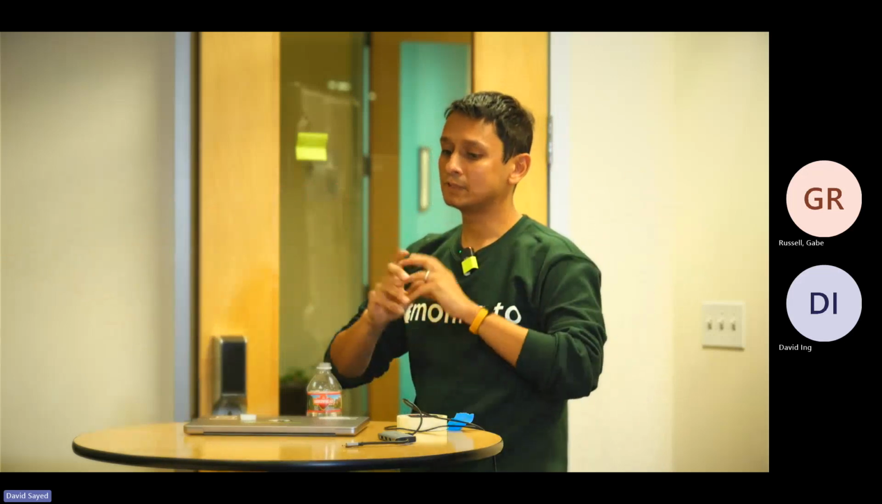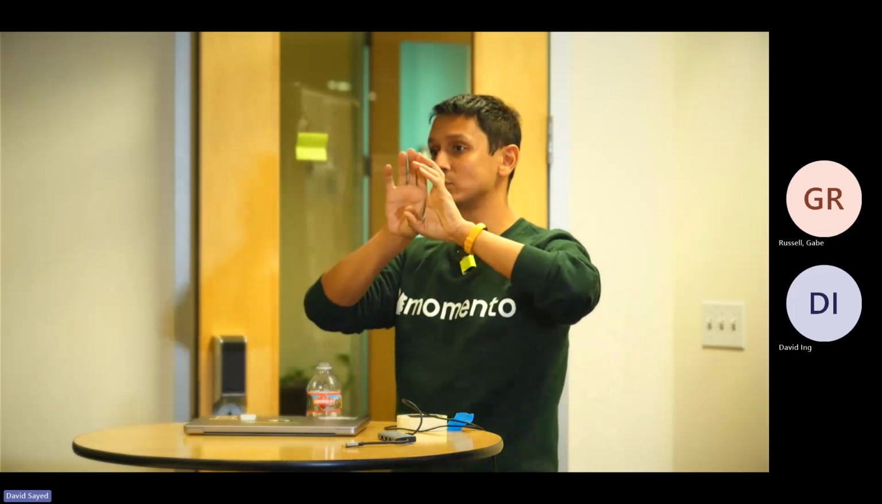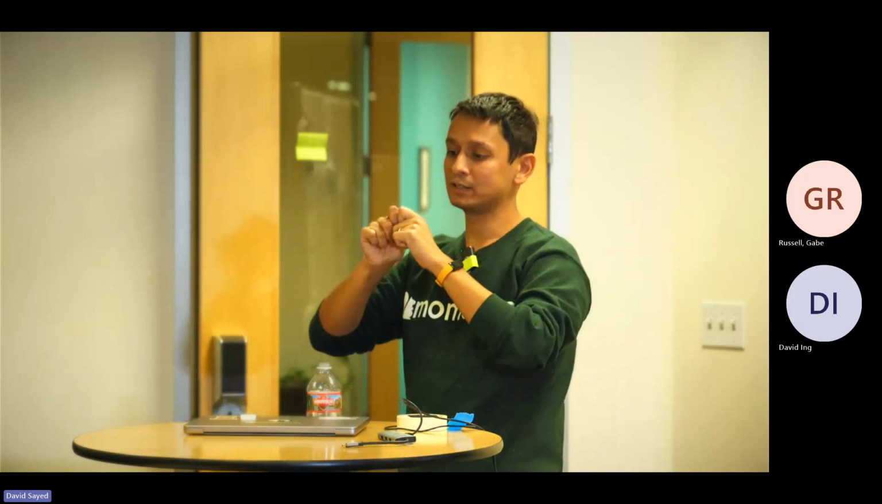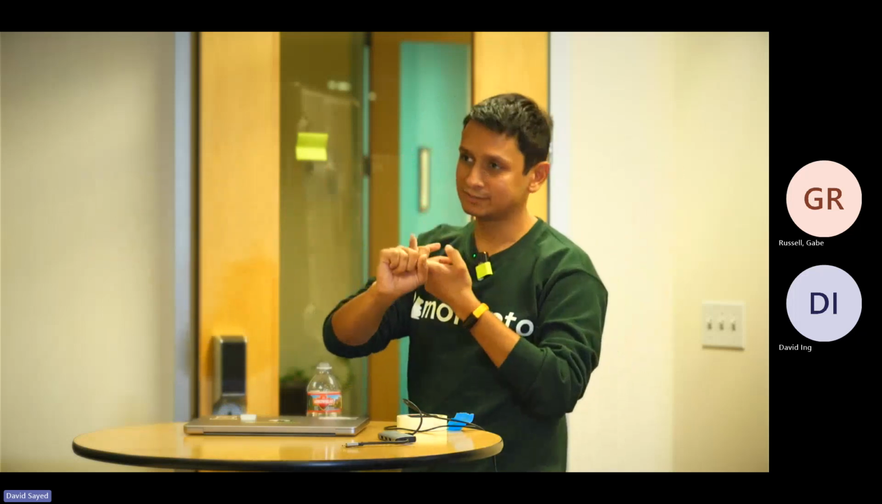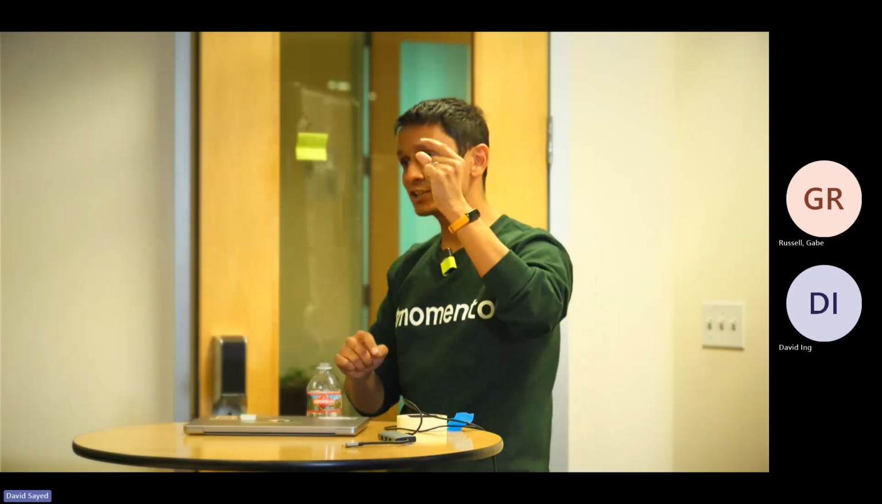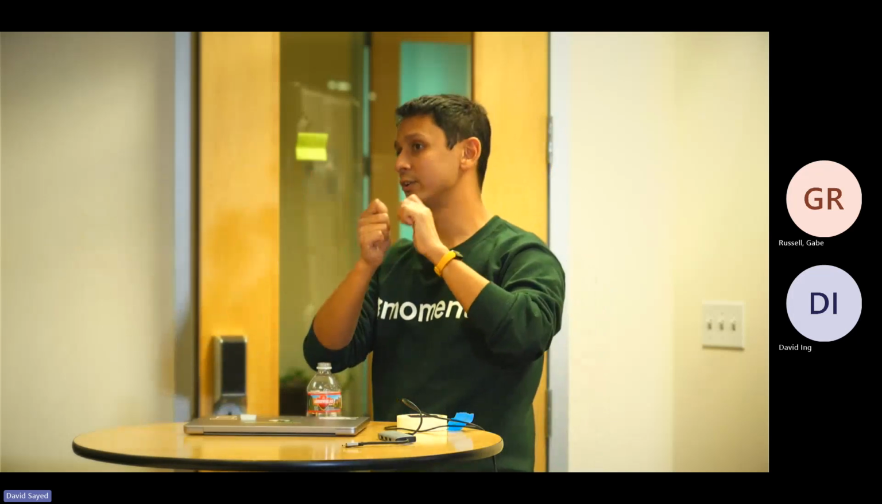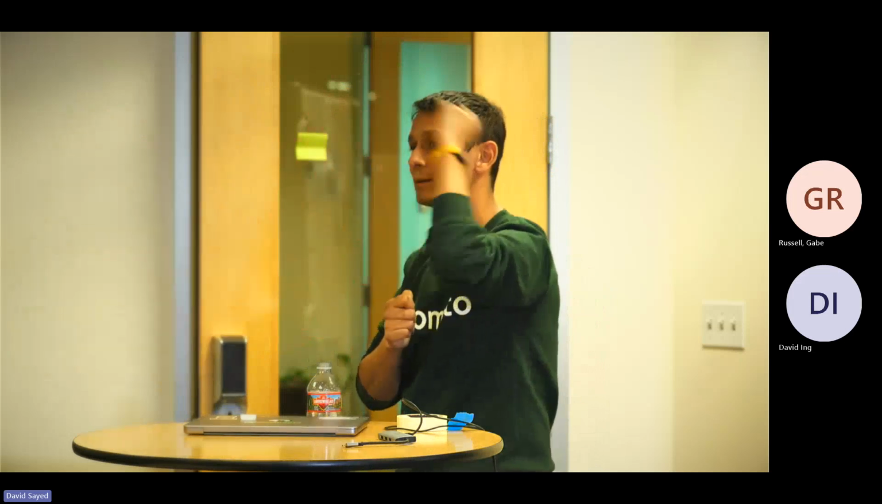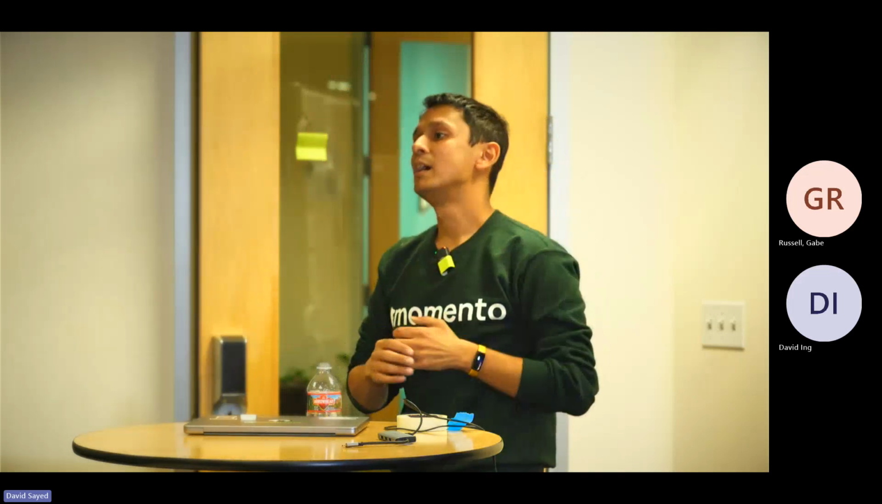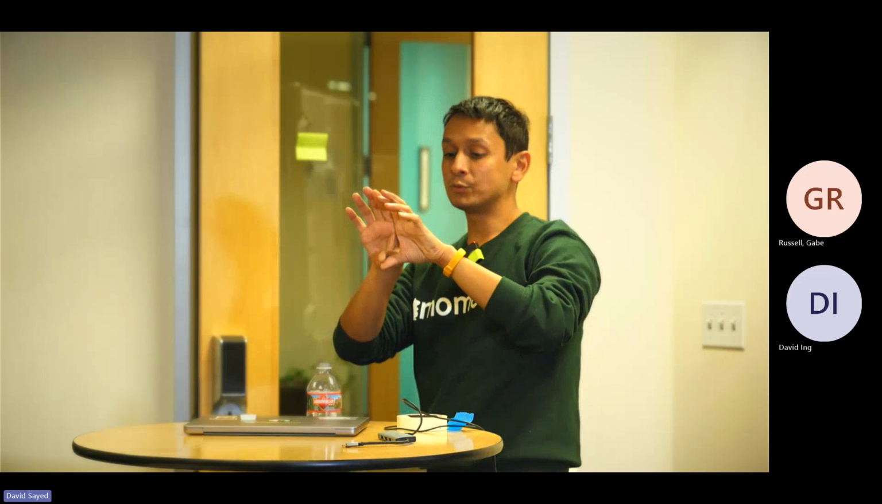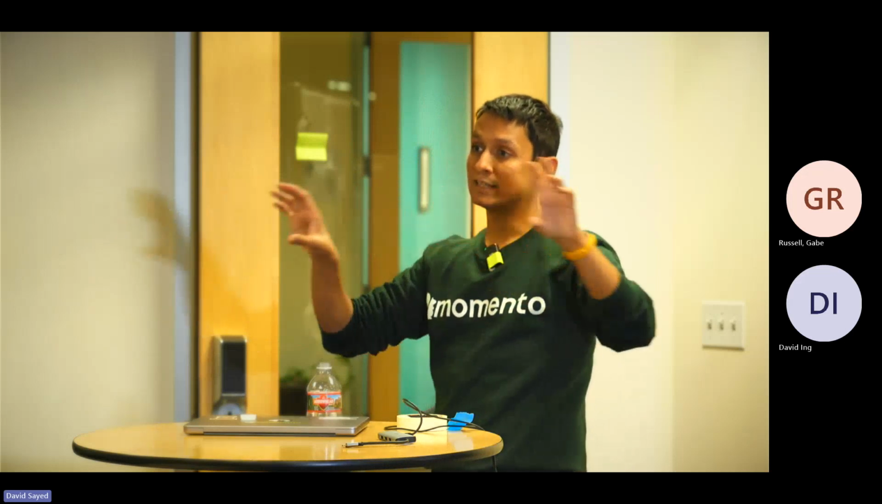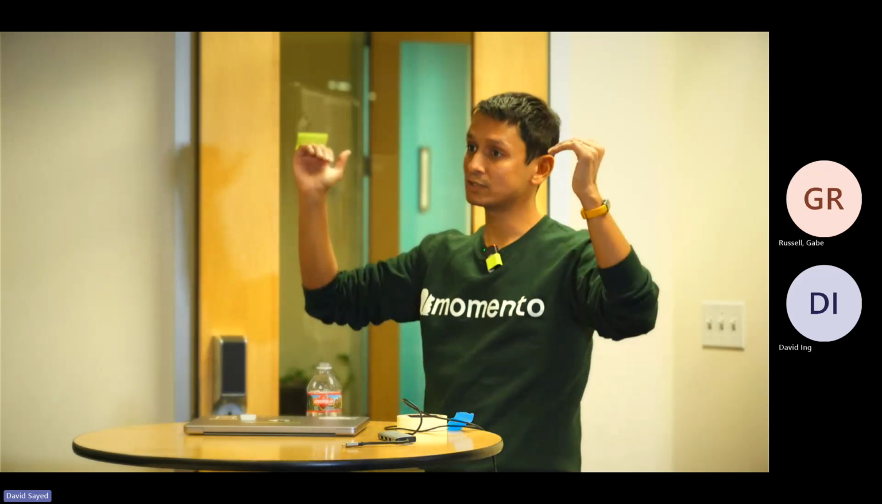And when a request comes in, it comes into our API layer. The API layer does the authentication, terminates the TLS, and then based on the cache name and the key that you're trying to get, it knows which storage node to go to, grab the data, and send it back to you.